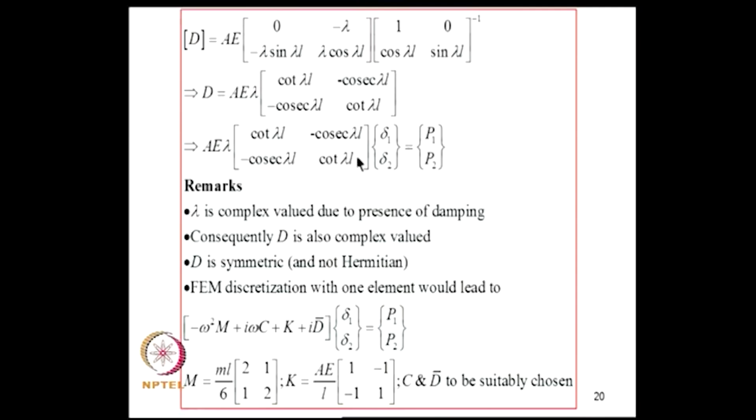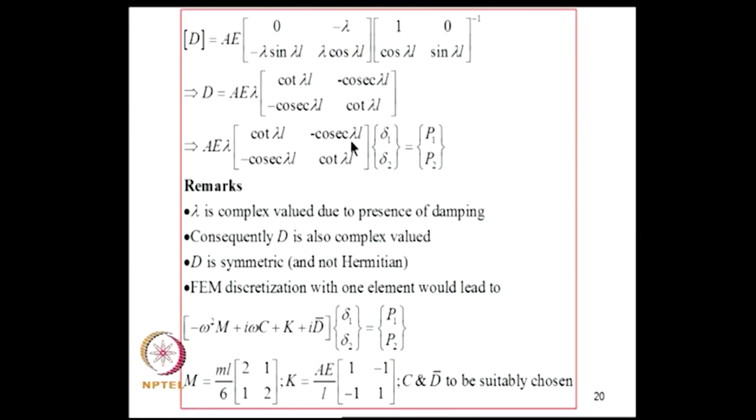So, therefore, I get A E lambda into this matrix times delta is equal to P. So, it is something like K x equal to P. In static equilibrium, equations for static problems are of the form K x equal to P. So, now this is something like D delta equal to P, where D is the dynamic stiffness matrix. So, it depends not only on elastic properties, it also depends on inertial and damping properties and the driving frequency. So, that is why the word dynamic stiffness matrix.